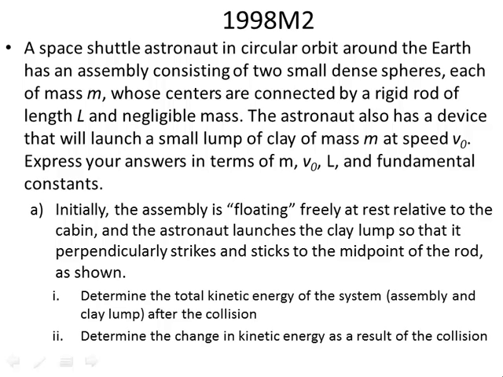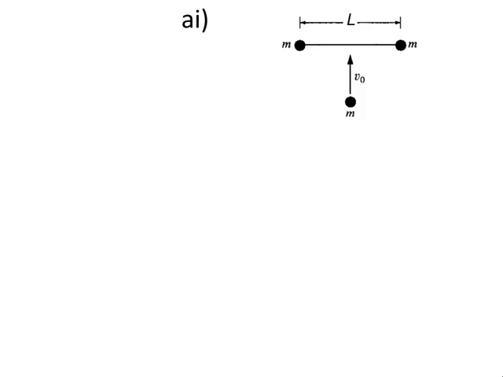Initially, the assembly is floating freely at rest relative to the cabin, and the astronaut launches the clay lump so that it perpendicularly strikes and sticks to the midpoint of the rod, as shown. This is the diagram that they give to us, and I just want to point out that since this rod is of negligible mass, we don't have to account for the moment of inertia of the rod itself. And since it says that these spheres are dense and small, we can treat them as point particles, so we don't have to worry about the moment of inertia of a sphere either.